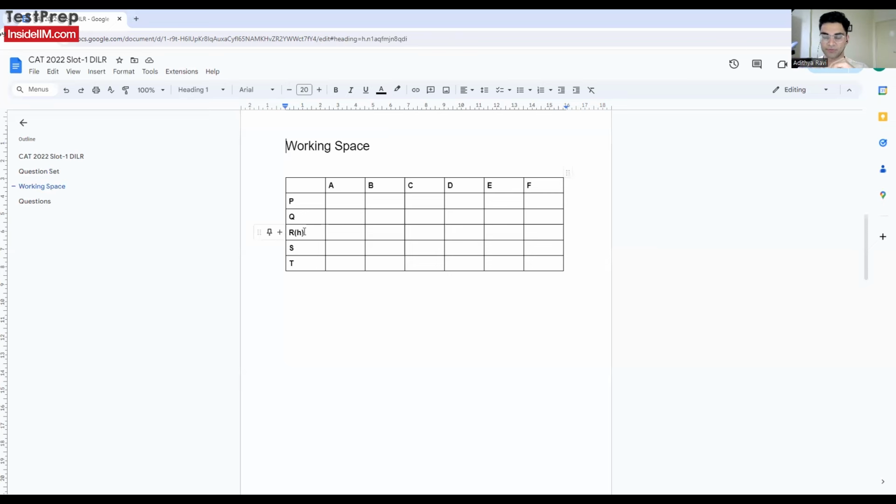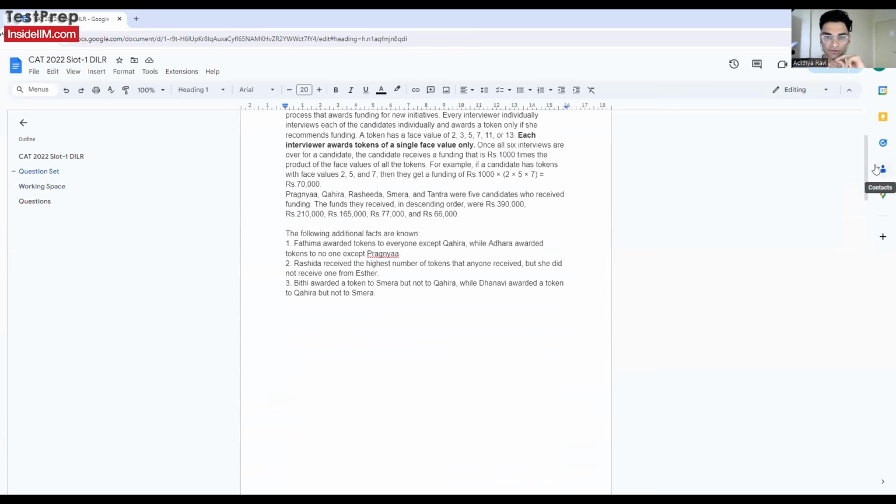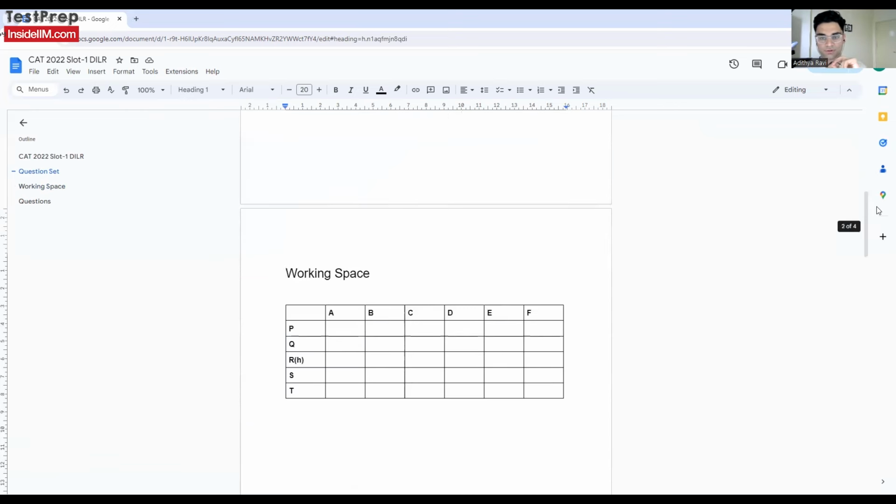So I would like to start by seeing the 3 points that we have over here. Firstly, we know that F has awarded tokens to everyone except Q. So we can just mark that in our table over here. Usually when I do it on pen and paper, I like to use ticks and crosses because it's very easy and saves a little time. Here, I will just do it with Y's to signify yes and N's to signify no. So except Q, F has given one to everyone.